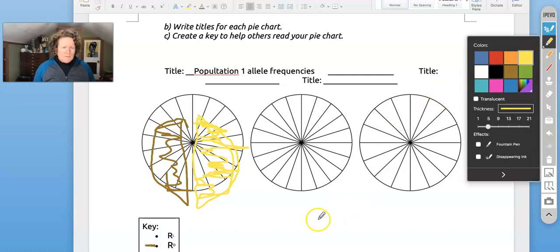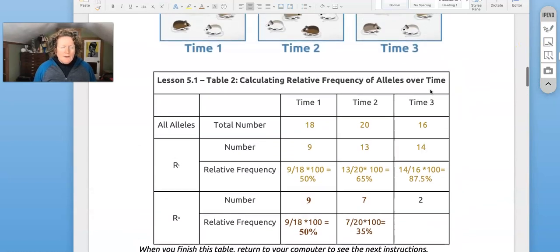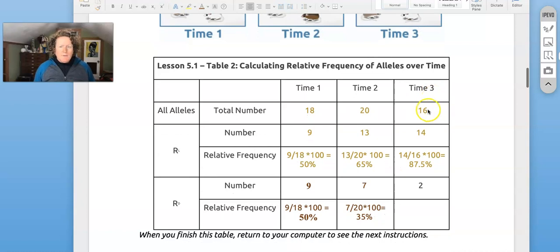So you can do something similar on your own paper. I'll let you do the other 2 pie charts. Notice this one is divided up into 10 and 10 sections, or 20 total sections for the 20 alleles in population 2. And population 3 here is divided up into the number of sections that you have, the number of alleles. The third graph here, the population 3 graph, is divided into 16 segments, and so you can color in the right number of segments for light and dark for the population 3 graph.